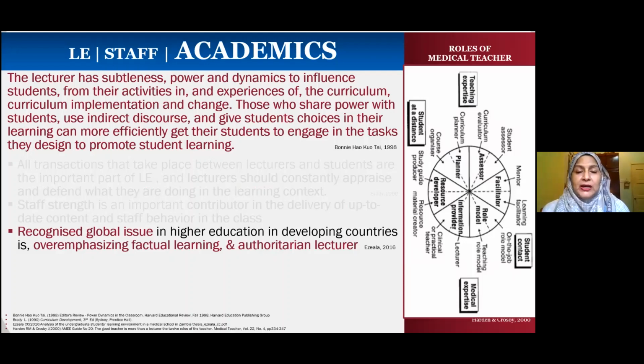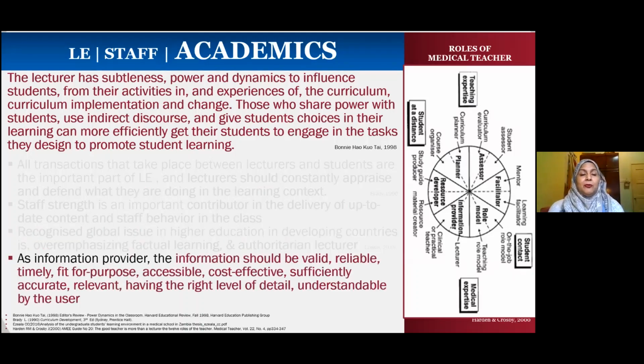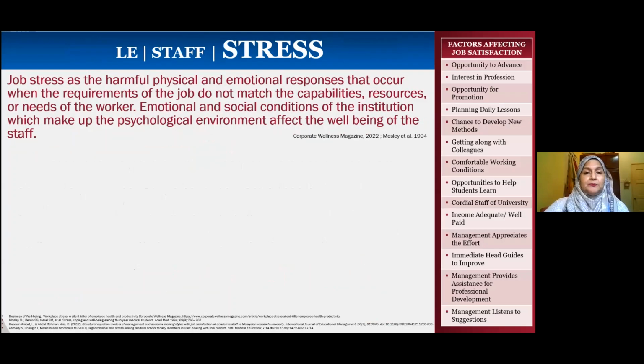Recognize global issues in higher education in developing countries: overemphasizing factual learning and authoritarian lecturers is a big complaint which has been shown in most of the surveys which we went through. As an information provider, the information provided by the teachers should be valid, reliable, timely, fit for purpose, accessible, cost effective, sufficiently accurate, relevant, having the right level of detail, and understandable by the user.